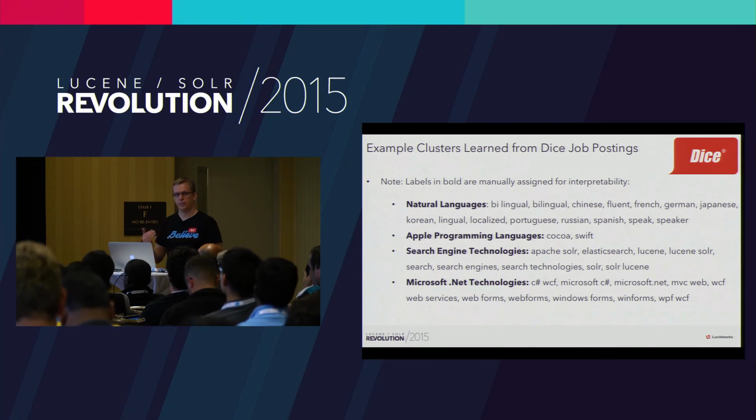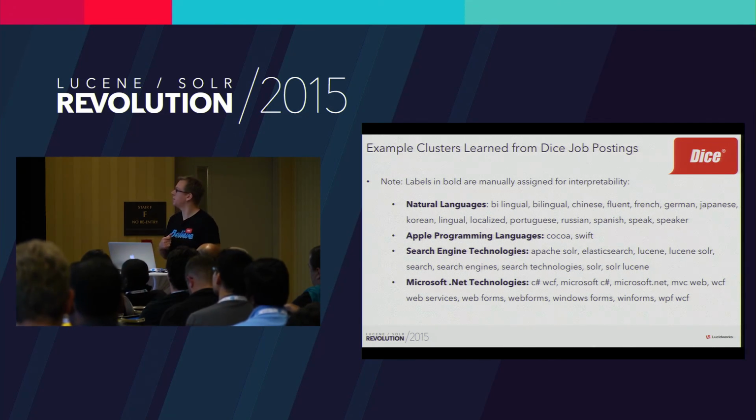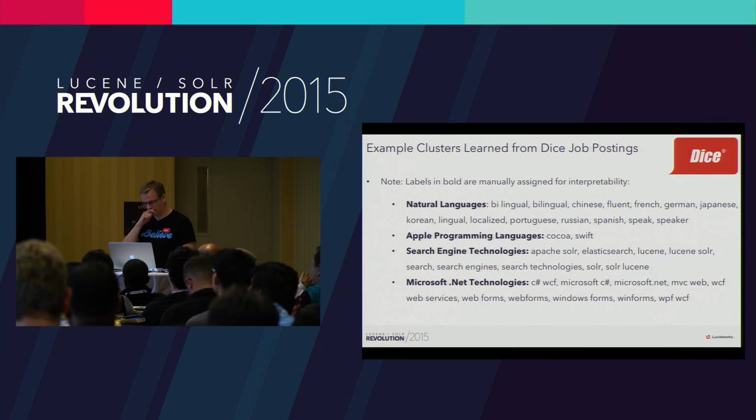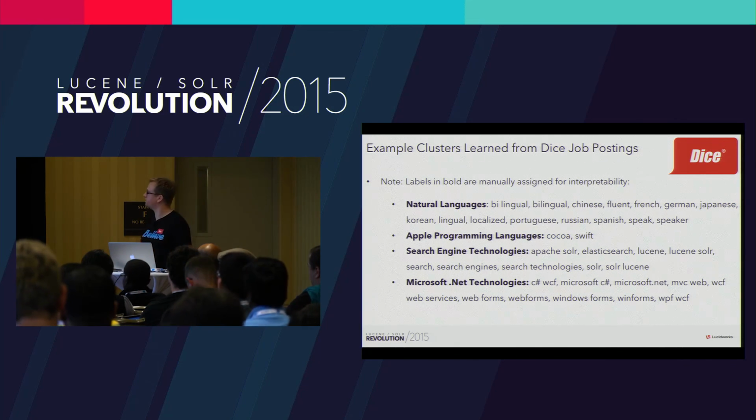To understand the power of this algorithm, it helps to look at some of the clusters that it's able to learn from our jobs data. I picked some examples from the first time I ran the algorithm. There was no tuning or anything. This is just the first time I ran it to see if it made sense. There was a cluster for what I would call natural language information: bilingual, Chinese, French, fluent, speaker. These are all terms related to natural languages that were all in one cluster. That is the entire cluster.